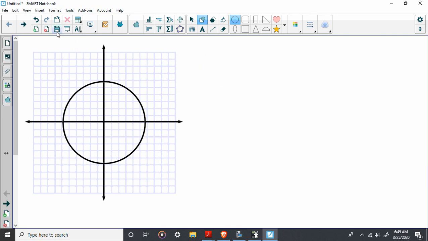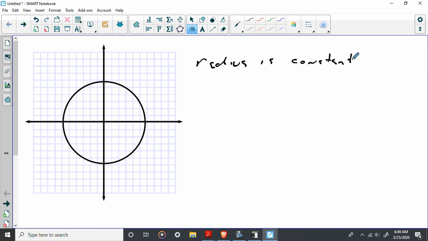So we have to understand two things, okay? First of all is what makes a circle a circle. And the big thing is that the radius is constant. Meaning every point on the circle is of equal distance to one point, and we call that point the center, and we call that distance the radius.